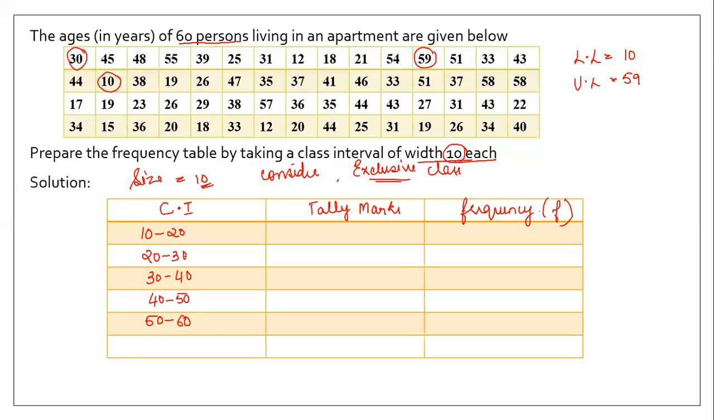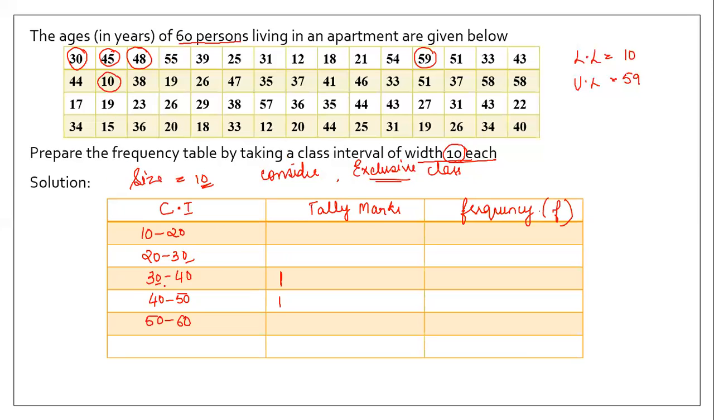When we say 30, here also 30 is there, here also 30 is there. So where will you put the tally marks? You are not putting in this, but you are considering it in this. We are taking it as a lower limit. So tally marks will be here. Next, 45. So between 40 to 50.